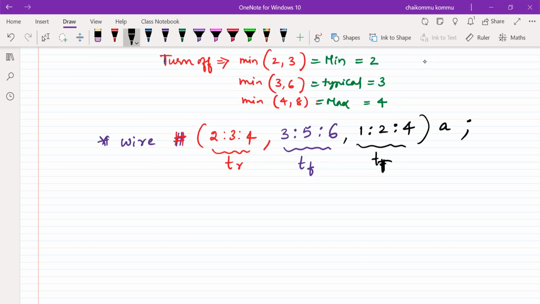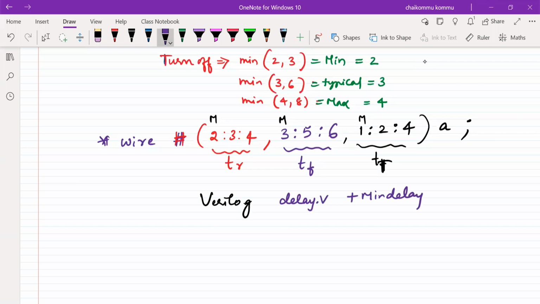So the first one is always mentioning the minimum value, minimum value, minimum value. For example, if you write Verilog, it depends upon the type of simulator that you are using. For example, Verilog delay dot v, I am going to consider the minimum delays, which means that it will take only the minimum values of the wire, something like this. The values of the wire can be something like this, 2 comma 3 comma 2, 3, 1. So that's how it will take.